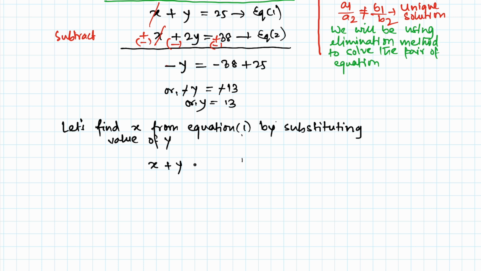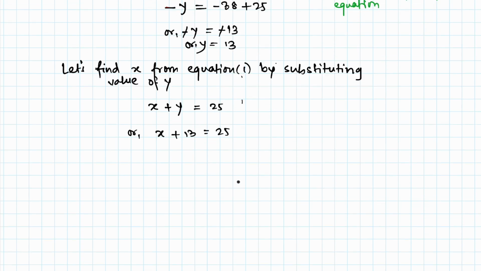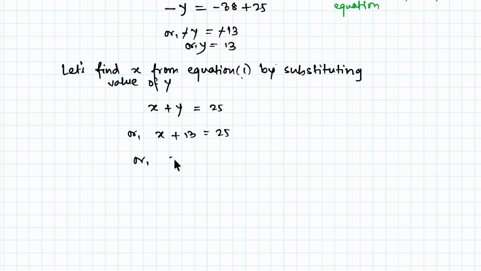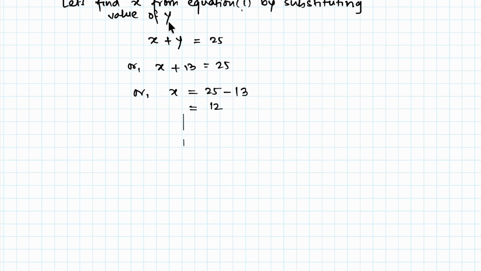Now let's find x from equation 1 by substituting the value of y. So x plus y is equal to 25, y equal to 13, x plus 13 equal to 25, and x equal to 25 minus 13, which will give us 12. So x becomes equal to 12.